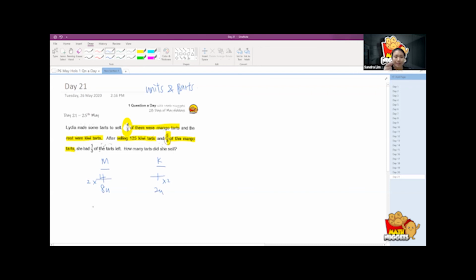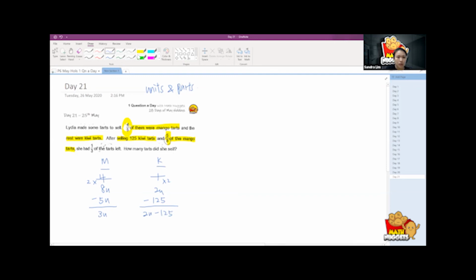So that I can take away 5/8 of the mango tarts now. So under the mango tarts, I can minus 5u now. Starting from 8u now, I minus 5u. So then the mango tarts left with 3u. Okay. So what do I do with the kiwi? She sold 125, right? So I minus 125 kiwi tarts. So in the end, we don't know what's really in the end, right? I'm just going to write 2u minus 125. That's what I have. She has for kiwi at the end.